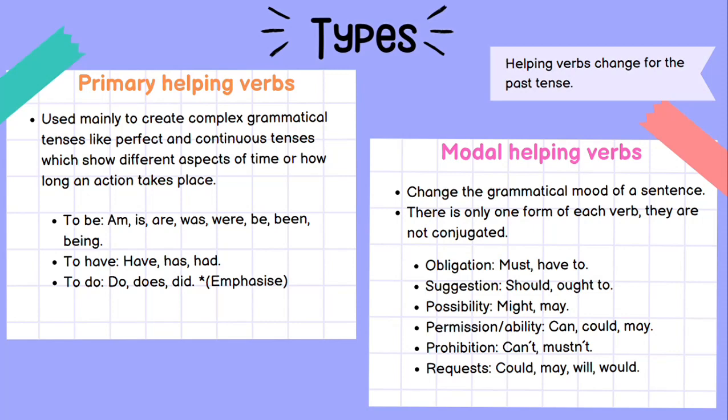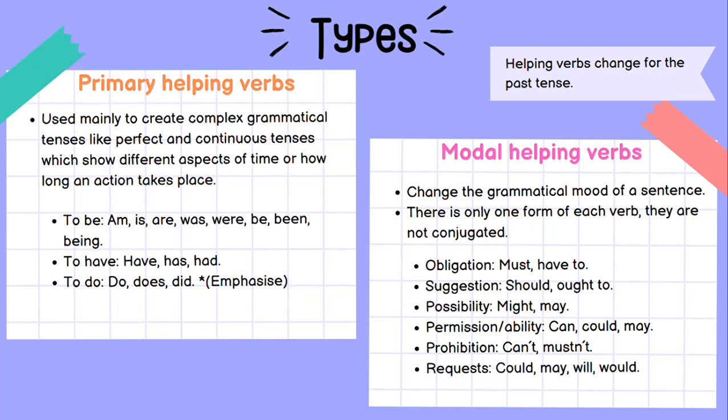Remember that the verb do is also used to emphasize in some sentences or questions. And now we have the modal helping verbs that are used to change the grammatical mood of a sentence, and there is only one form of each verb. This means that they are not conjugated. We have for obligation, must and have to. For suggestions, should and ought to.